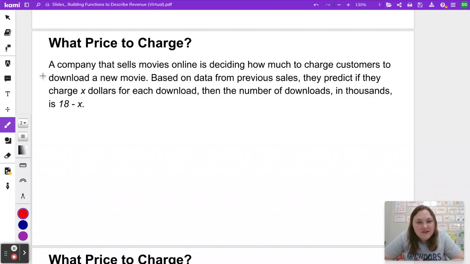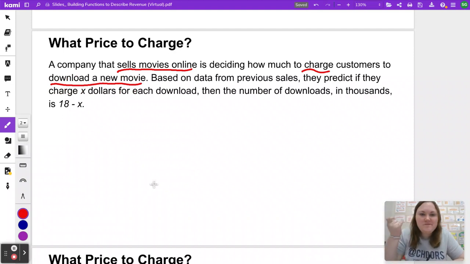As we consider the story, there's a couple things I want to have you think about. First, we've got this company. What is the company doing? Well, they're selling movies online. And what is our story going to be all about? We're talking about how much they should charge, what the cost should be to download a new movie. So they're trying to figure out what the price should be for these movies they sell online.